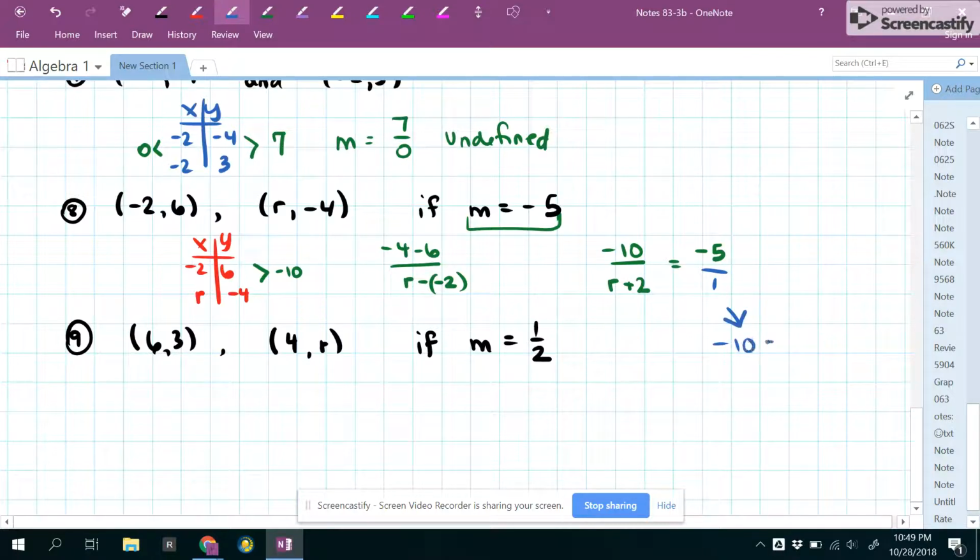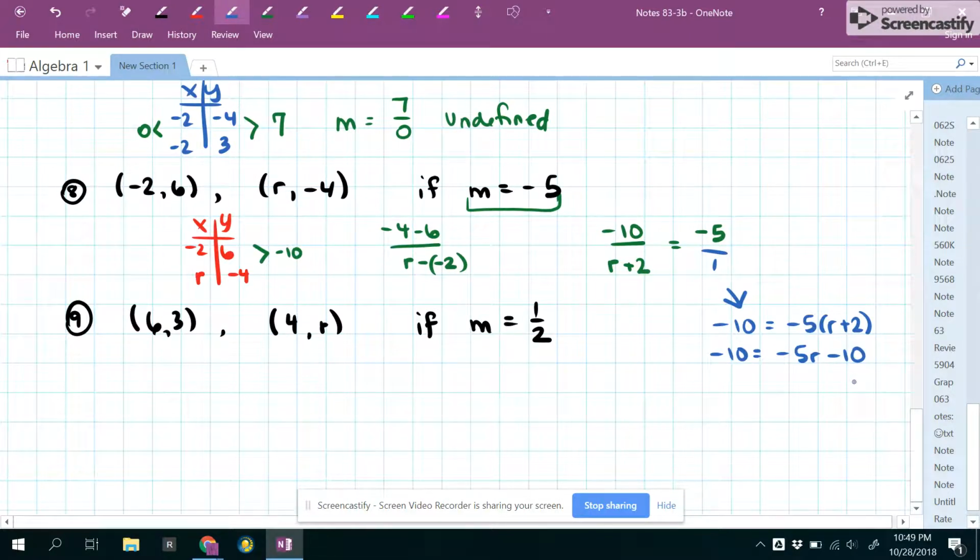-10 equals -5 times r plus 2. -10 would equal, if you distributed, -5r minus 10. You could have chosen to divide instead of distributing. That's also an option. Add the 10 over. And you get 0 equals -5r. Divide by -5. And r must equal 0.